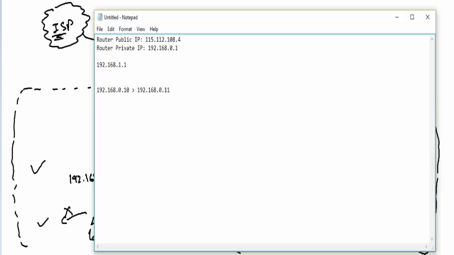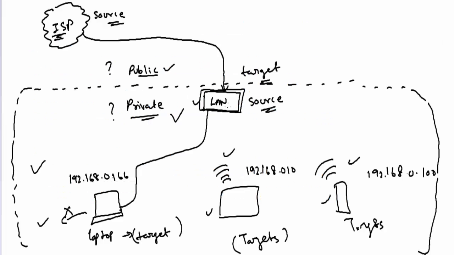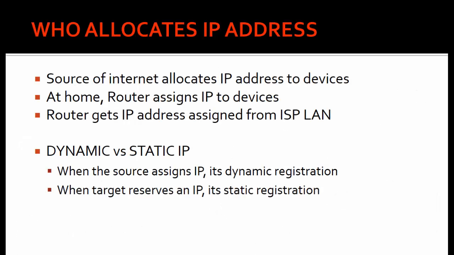Now there are two types of IP addresses that we have for all the devices, not only for laptops but for your mobiles or tablets. You have a dynamic IP and you have a static IP. What is a dynamic IP? When the source assigns the IP, it's dynamic registration. When the LAN at home assigns an IP address to your device, then it becomes dynamic. When the target reserves an IP address, it's static registration.